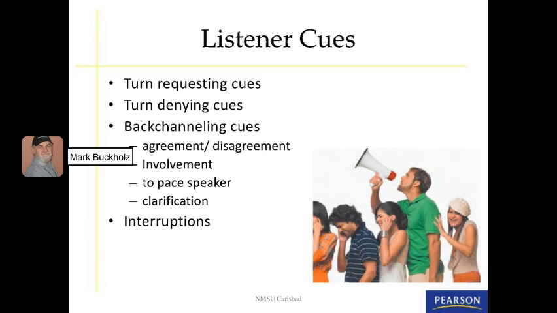Turn-requesting and denying listener cues are clear enough. Back-channeling cues communicate information back to the speaker without trying to assume the role of speaker. Often these cues are nonverbal, communicating agreement or disagreement, involvement, pace, or clarification, and are ignored by a speaker at her own peril. On the other hand, interruptions are not supportive and are often disconfirming.